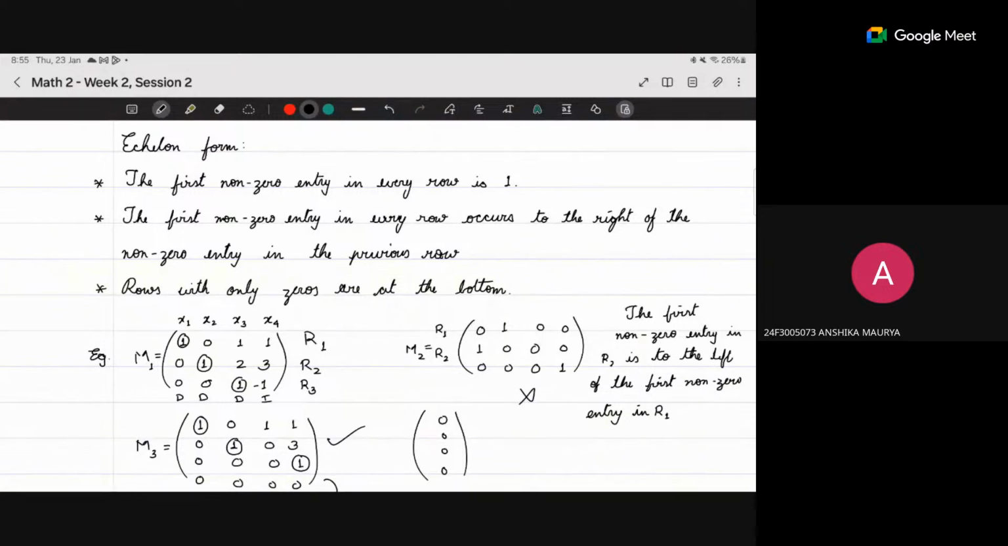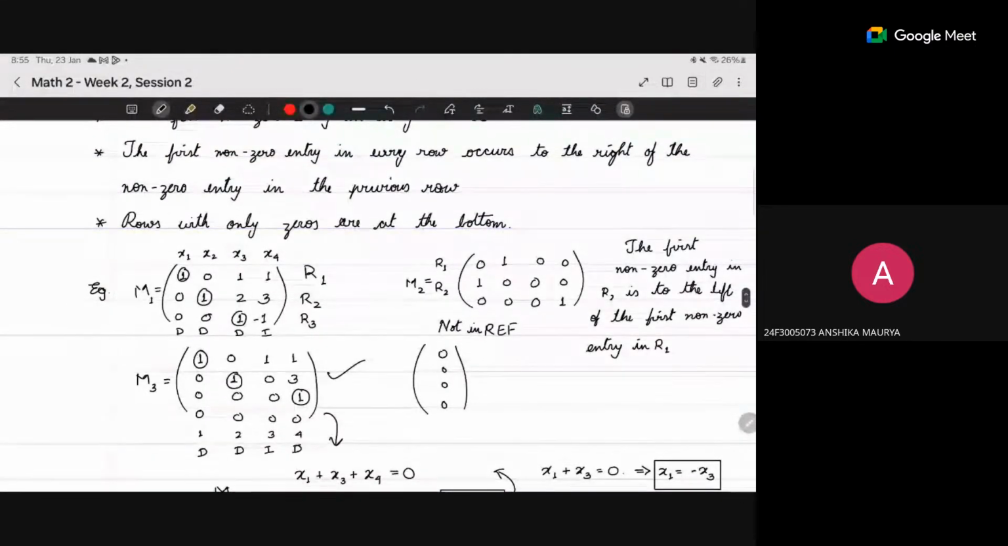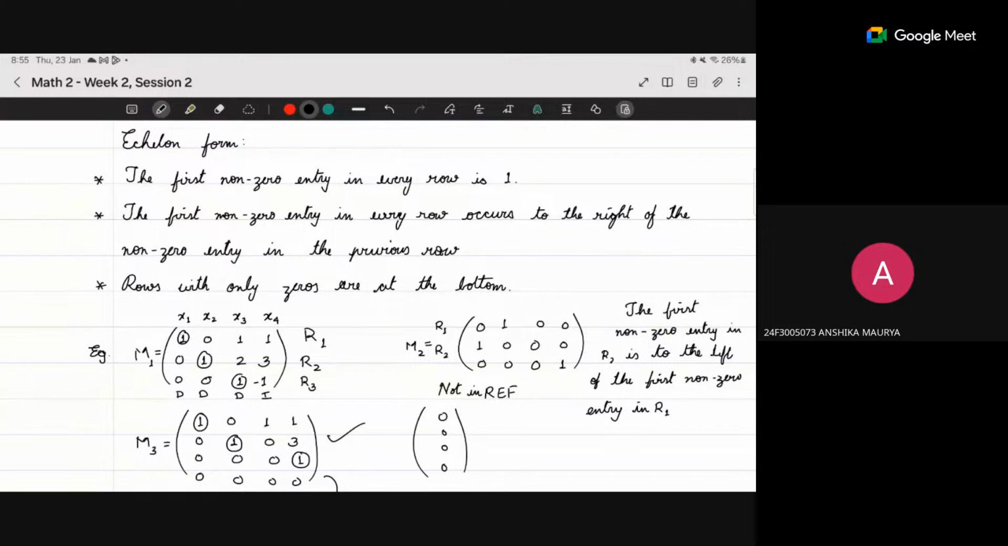The third condition is about zero rows. In M1 there is no zero row. If there is any zero row, that has to be below every non-zero row. Okay. So can you tell me why M2 is not in REF? Because the first row leading coefficient is not 1, it's 0. The leading non-zero entry has to be 1. That is the condition. The first non-zero entry has to be 1. That is satisfied, no?